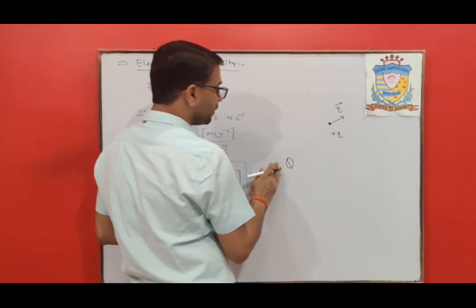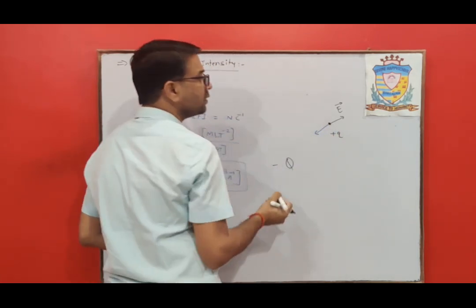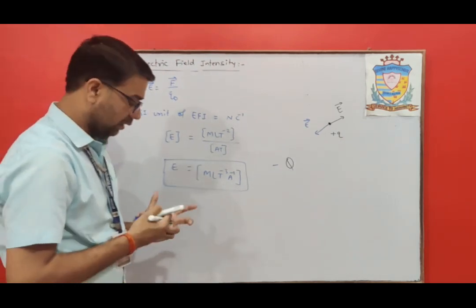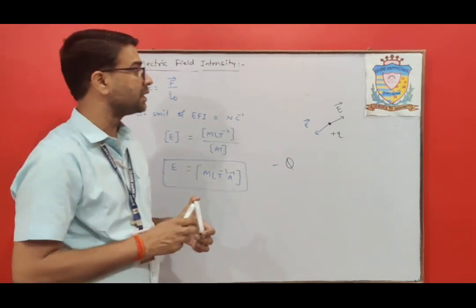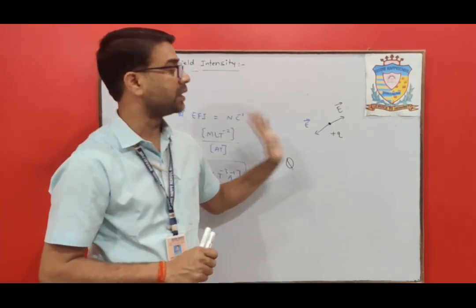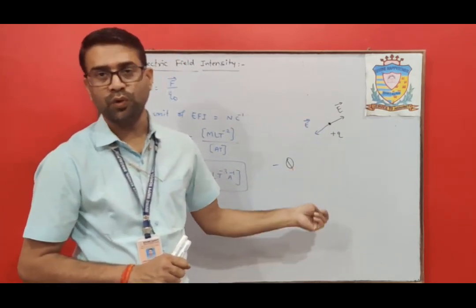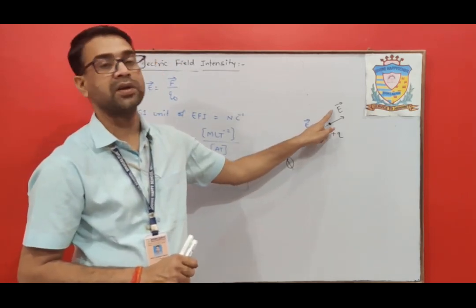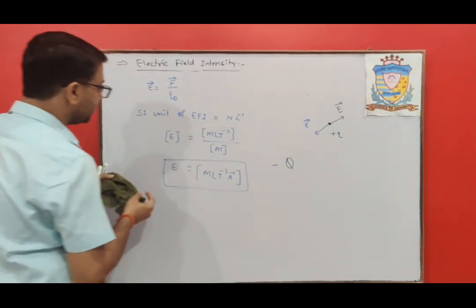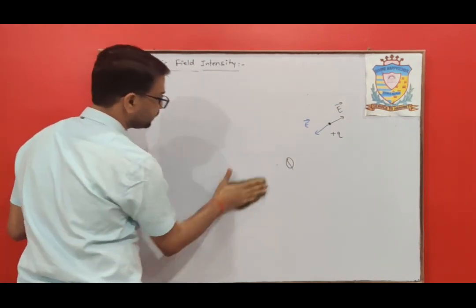And if it is negative, in that case, this will be the direction of force and direction of electric field intensity. So to find out the direction of electric field intensity at any point, we simply put a unit positive test charge at that point, and with the help of that unit positive test charge, we get the direction of force, and with the help of that force, we can find out the direction of electric field intensity. Clear? Okay.